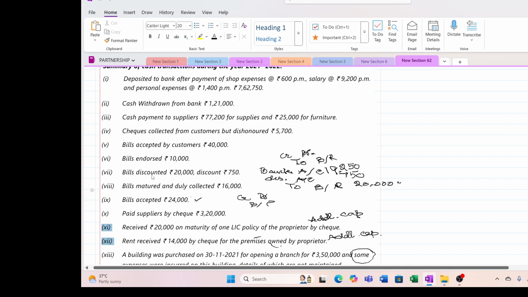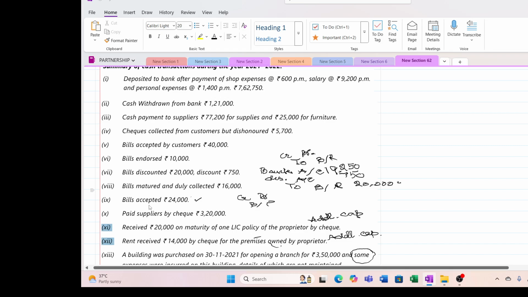Then bill discounted with the bank. When you discount the bill for 20,000 rupees, the bill will go out to the bank. You will hand it over to the bankers. And discount they have given is 750. So only the balancing amount you have received in your bank account. And bill matured and collected. This is the amount received against bills receivable.